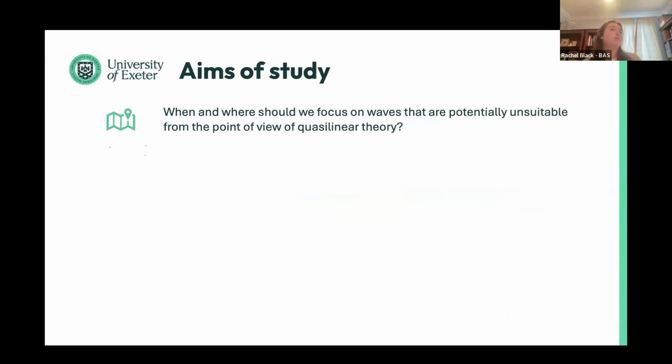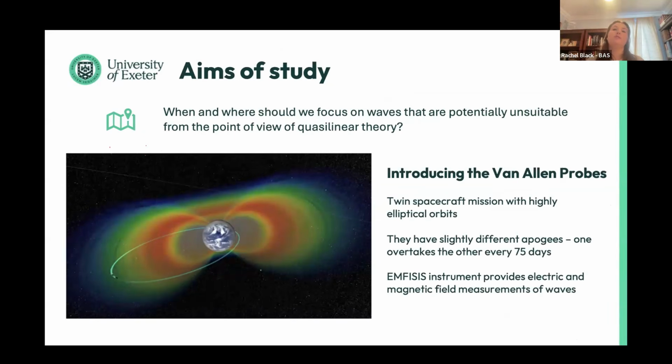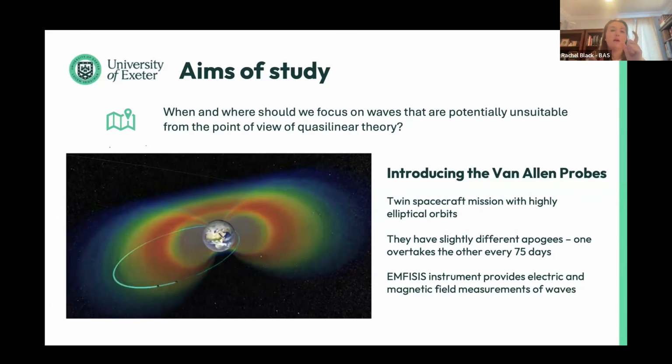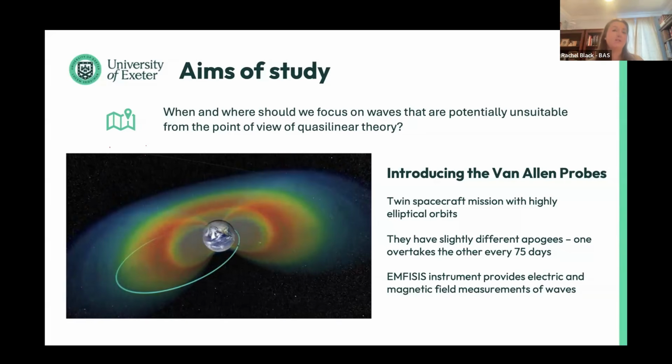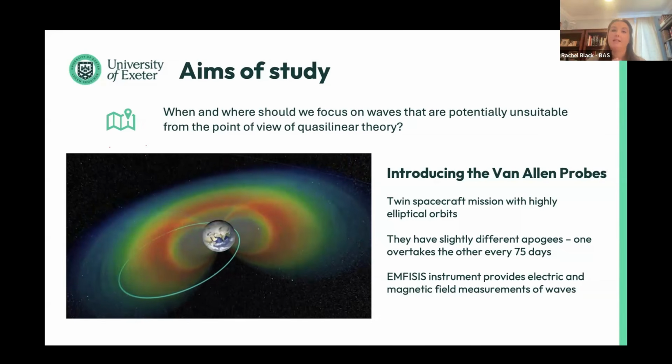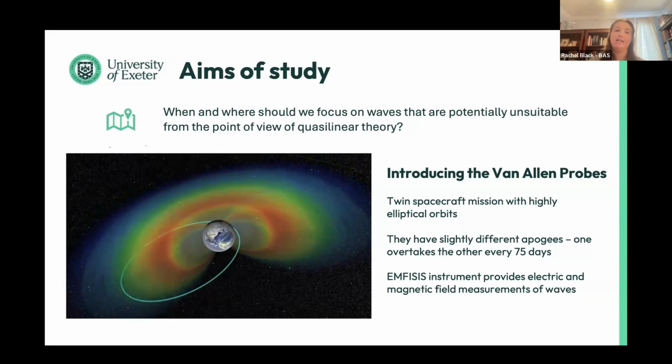So the aim of my study was to focus on when and where waves that are potentially unsuitable from the point of view of quasi-linear theory may be. And to do so, we use measurements from the Van Allen Probes spacecraft, which were a twin pair of spacecraft that were orbiting in and out of the radiation belts between the years of 2012 and 2019. They had highly elliptical orbits, and on board the spacecraft was the EMFISIS instrument, which provided 3D electric and magnetic wave field measurements throughout the radiation belts.